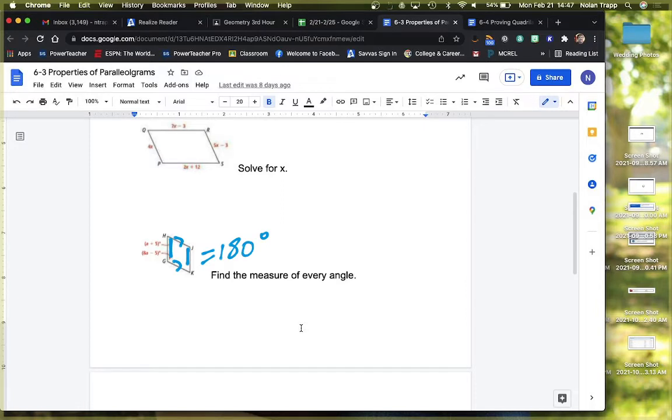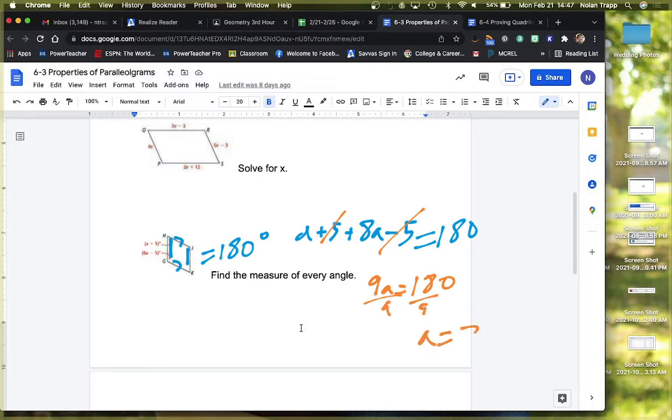So therefore, in this problem, a plus 5 plus 8a plus, is that still 5? Yes. No, minus 5? Minus 5. Learn to read, chat. Equals 180. That's an easy one. 5 and 5 cancel. A plus 8a would be 9a. Divide by 9. A equals 20. So I find my a value.